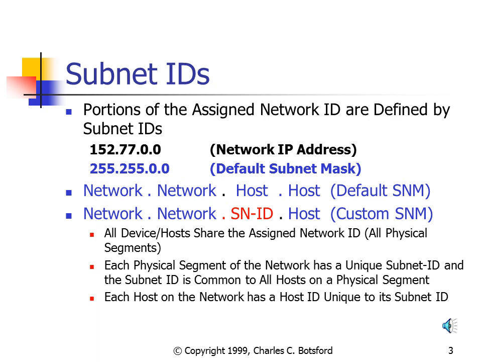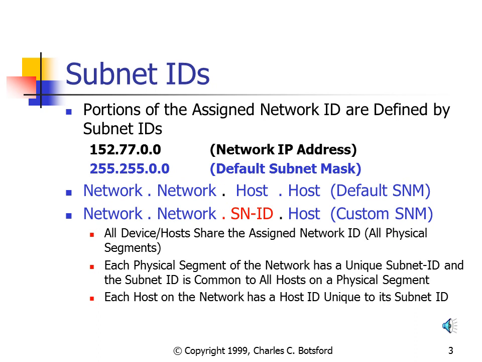When using a custom subnet mask, we set up our subnet IDs like this. Now, all hosts or devices will share the same network ID. Now, in our example, our network ID is 152.77. All physical segments, all hosts will start with that because that's assigned to our entire network.